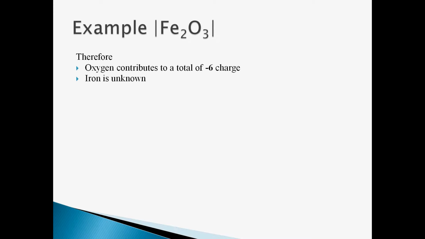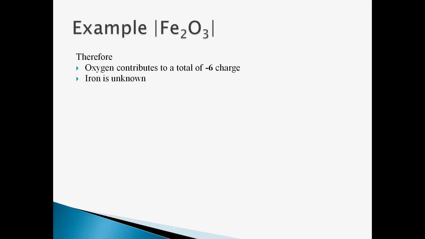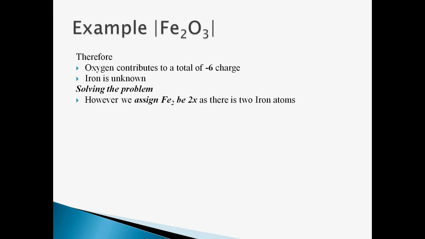Continuing this example, oxygen contributes a total of -6 charge, and iron is unknown. Remember, oxygen always carries a -2 charge. Hence, 3 times -2 equals -6. Therefore, in solving this problem, we can use simple algebra to solve for what charge is being provided by an iron atom. We can assign Fe2 as 2x, as there are 2 iron atoms.